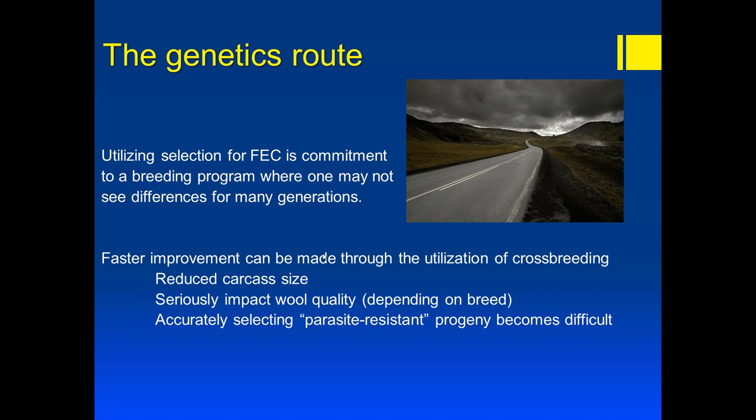You can certainly take the genetics route with this, using selection for fecal egg count as a commitment to a breeding program, which you may not see results from as fast as a few generations. It may take 8 or 10 generations before you really see anything. We know that we can improve the speed at which you observe improvement in fecal egg count by crossbreeding, but we have to consider some of the other effects of crossbreeding, in terms of reduced carcass size in those animals. You can have a serious impact on wool quality depending on the breed that you use, and then it really comes down to the question of accurately selecting those crossbred parasite-resistant progeny, and that becomes the difficult thing the further you get from that initial cross.